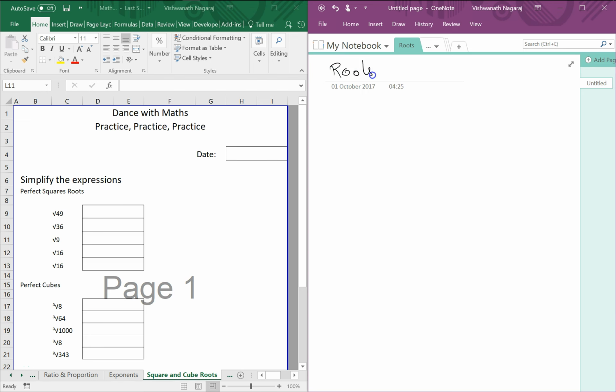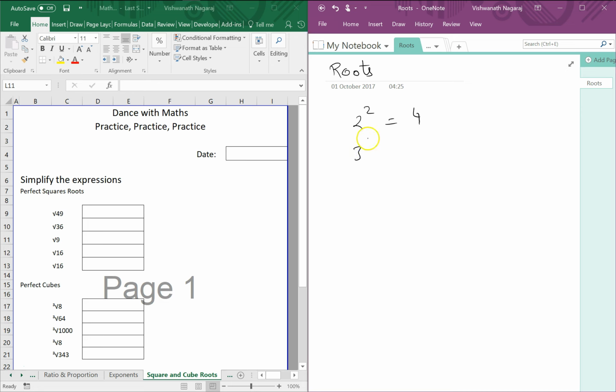Roots. Now what are they? That is what we are going to figure out. Remember in the previous chapters I've been talking of say 2 to the power of 2, right, which is nothing but 4.